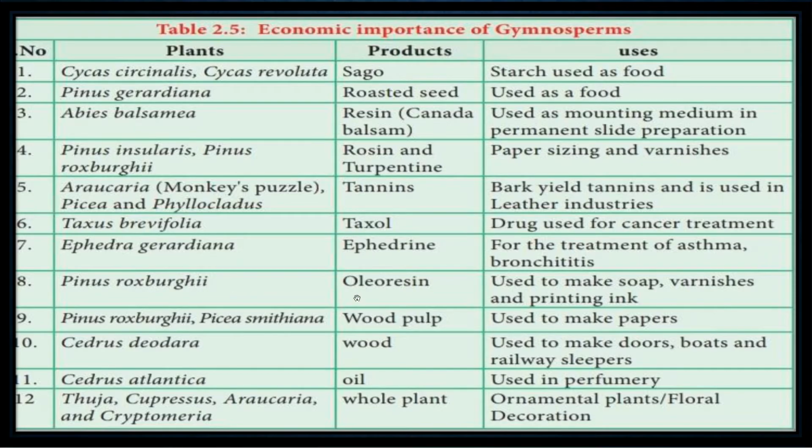Pinus roxburghii: oleoresin, which is used for making soaps, varnishes and printing inks. Pinus roxburghii and Picea smithiana: the wood pulp of these plants is used to make paper.